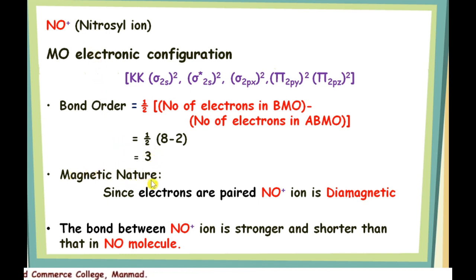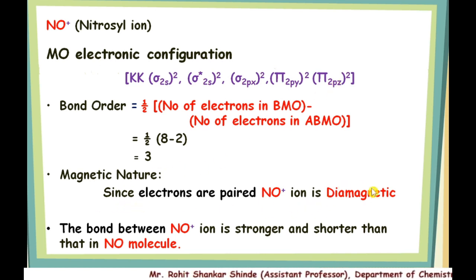Now magnetic nature. There is no presence of any unpaired electron. All electrons are paired in all the BMOs and ABMOs, and due to this the molecule is diamagnetic. Since electrons are paired in the NO plus ion, this molecule is diamagnetic in nature.